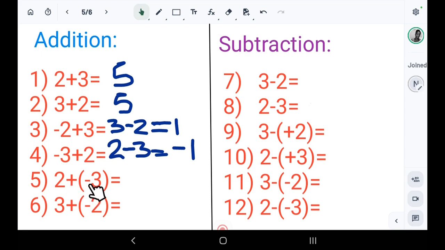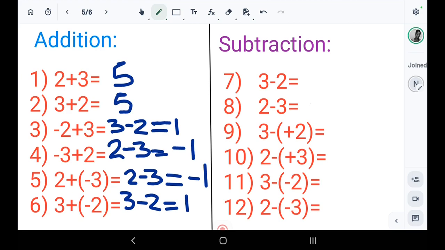Next question. 2 plus negative 3. When you have a plus negative 3, for that matter, and a negative plus 3, for example, that is the same as a minus. So that is the same as 2 minus 3. And we've just calculated 2 minus 3 in the previous example. That gives us negative 1. You guessed right. Next question. 3 plus negative 2. That is the same as 3 minus 2. So you write that out. You go 3 minus 2, and that gives you your normal 1. That's a straightforward subtraction.